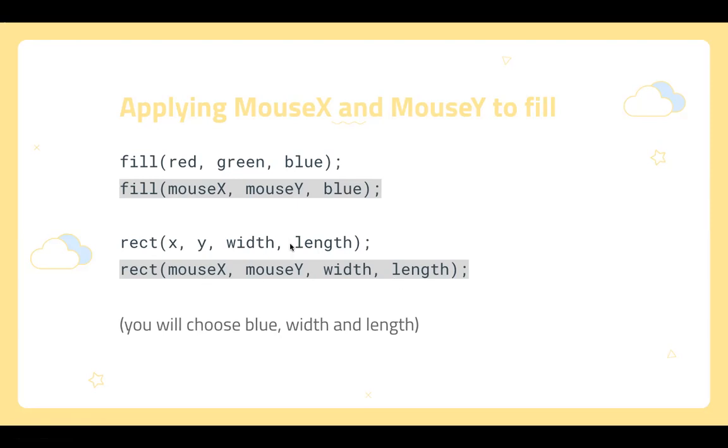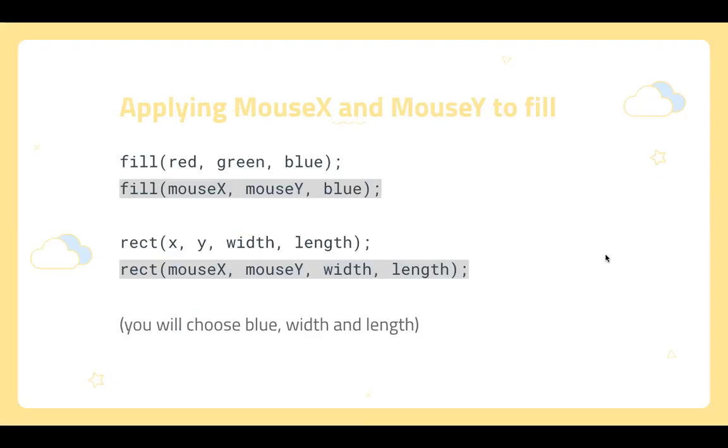So you could actually type this code on your computer right now in Khan Academy and see that you will actually have a super cool rectangle that follows you around and also changes color. So, yeah.